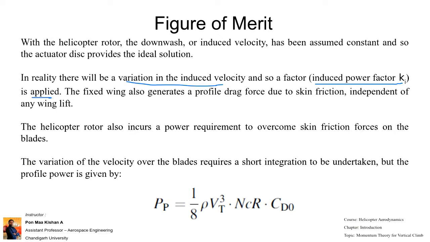With the helicopter rotor, the downwash and induced velocity have been assumed constant, so the actuator disk provides the ideal solution. See, there will be a downwash effect in an aircraft, right? We have studied the downwash effect after the wing. When the flow hits the tail section, the angle of attack will vary. The angle of attack of the wing will be different from the angle of attack of the tail, due to the downwash effect.